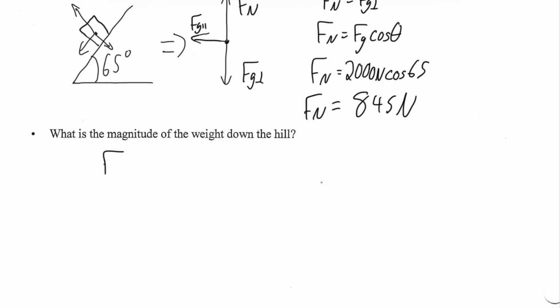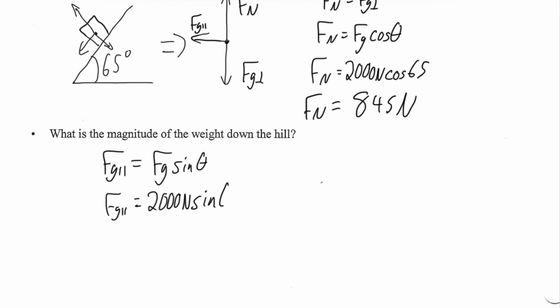Okay, so now, what is the magnitude of the weight down the hill? So just like before, when it says the weight down the hill, this is talking about our Fg parallel, because this is what's pointing down the hill. It's going to be equal to Fg sine theta. And we can plug in our values again. So Fg is 2,000 newtons and sine 65. So now when we plug this in, we will find that the component pointing down is going to be 1,813 newtons. So we can see that the force of gravity is pointing more down the hill, so it's going to have a greater influence in that direction.